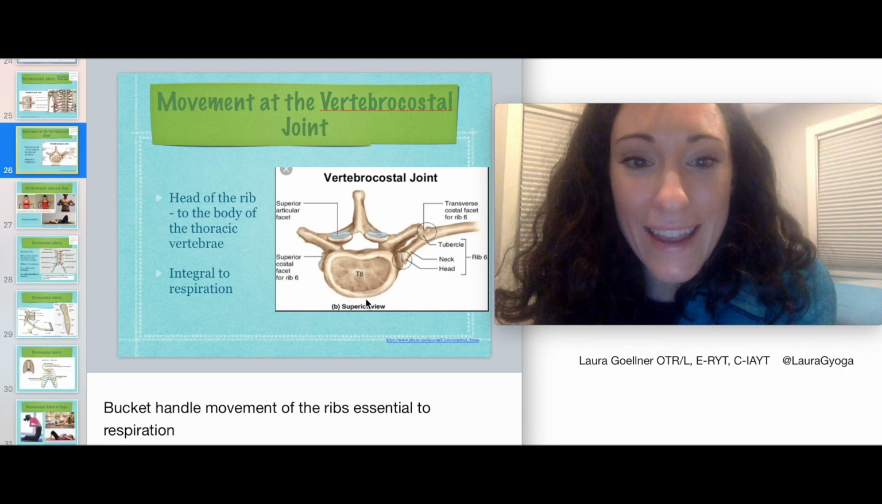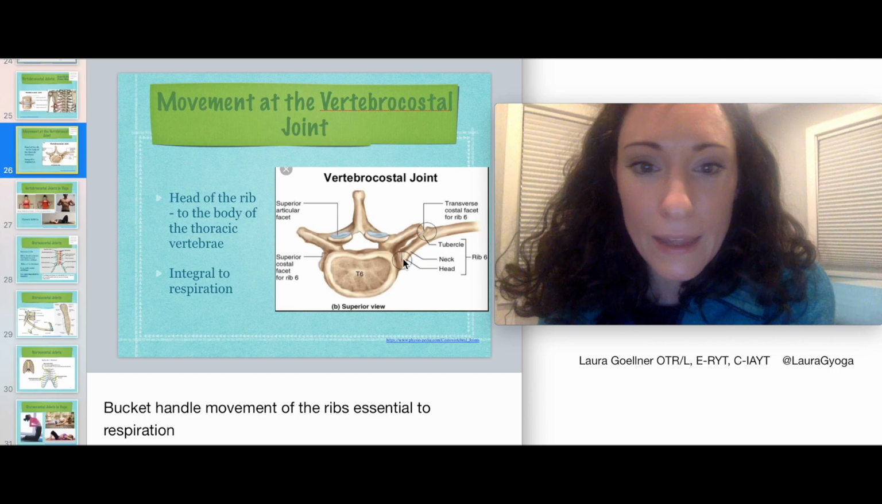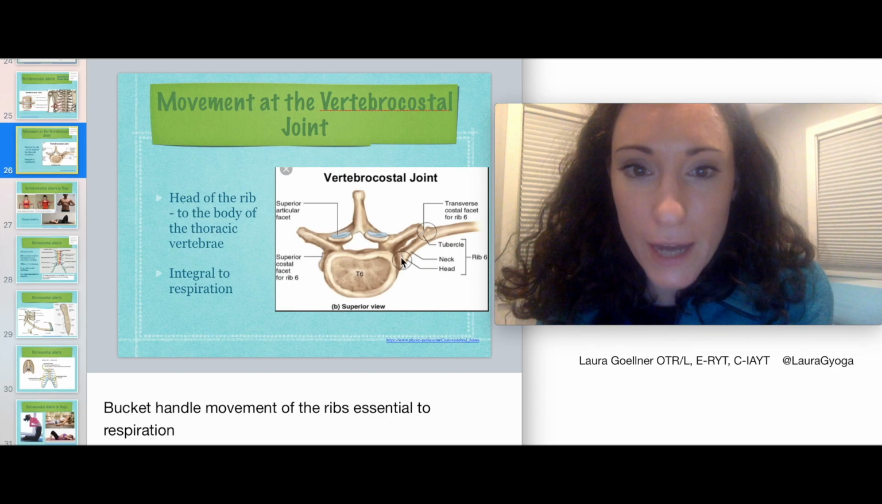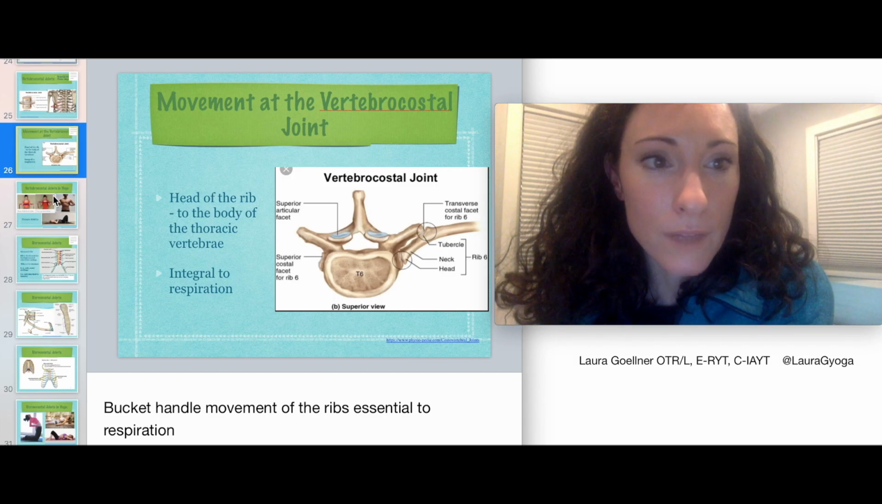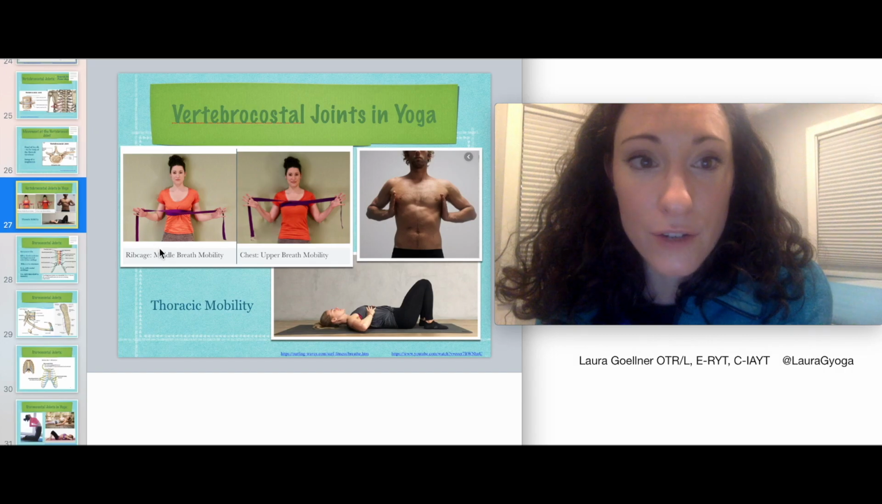There's another view of that. So here's the anterior, there's the body, there's the posterior or the spinous process, and we have that plane joint of the rib connecting to the body and then to the transverse process. So two different points of contact to create stability.